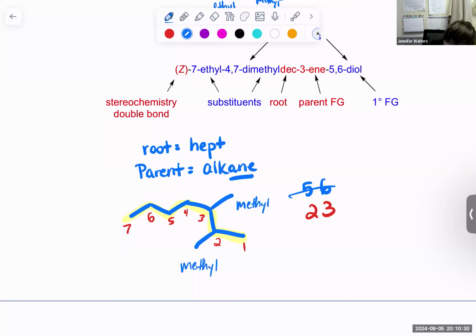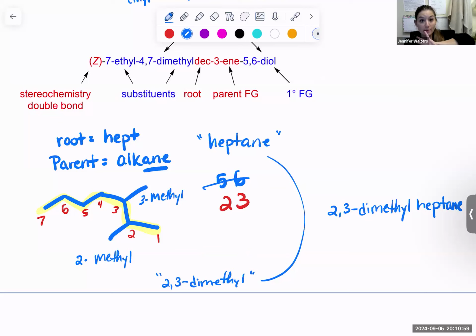That's what I expect you to be able to do on the quiz. I expect you to be able to do naming all of these molecules by the time of the exam.